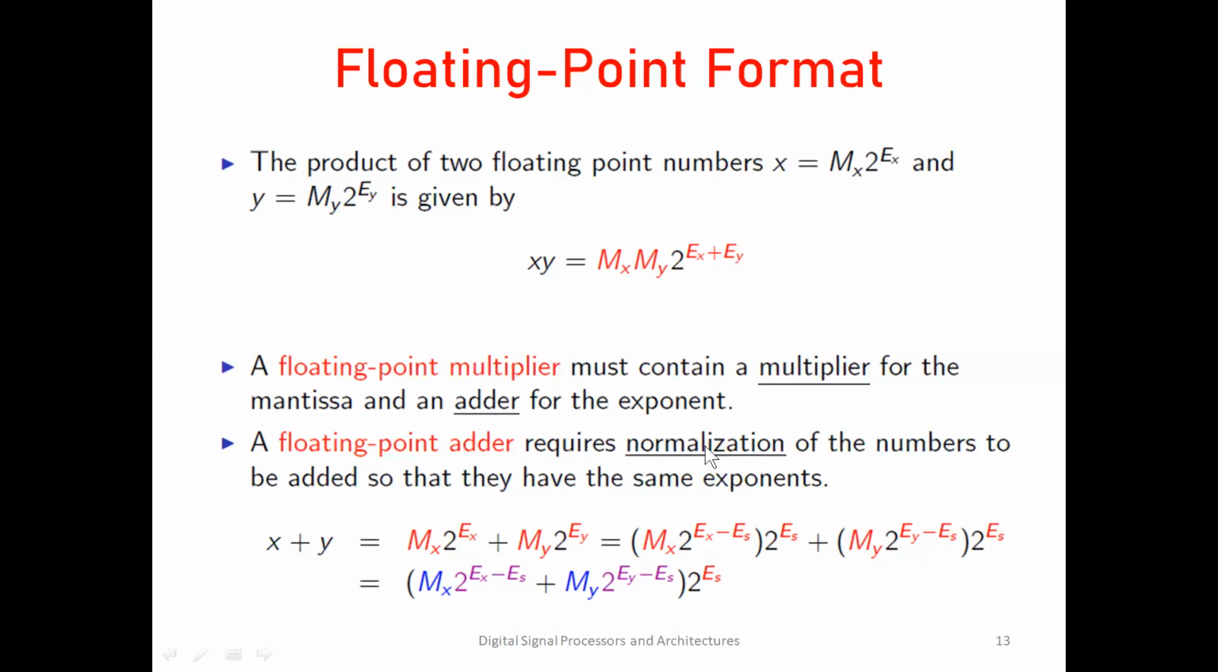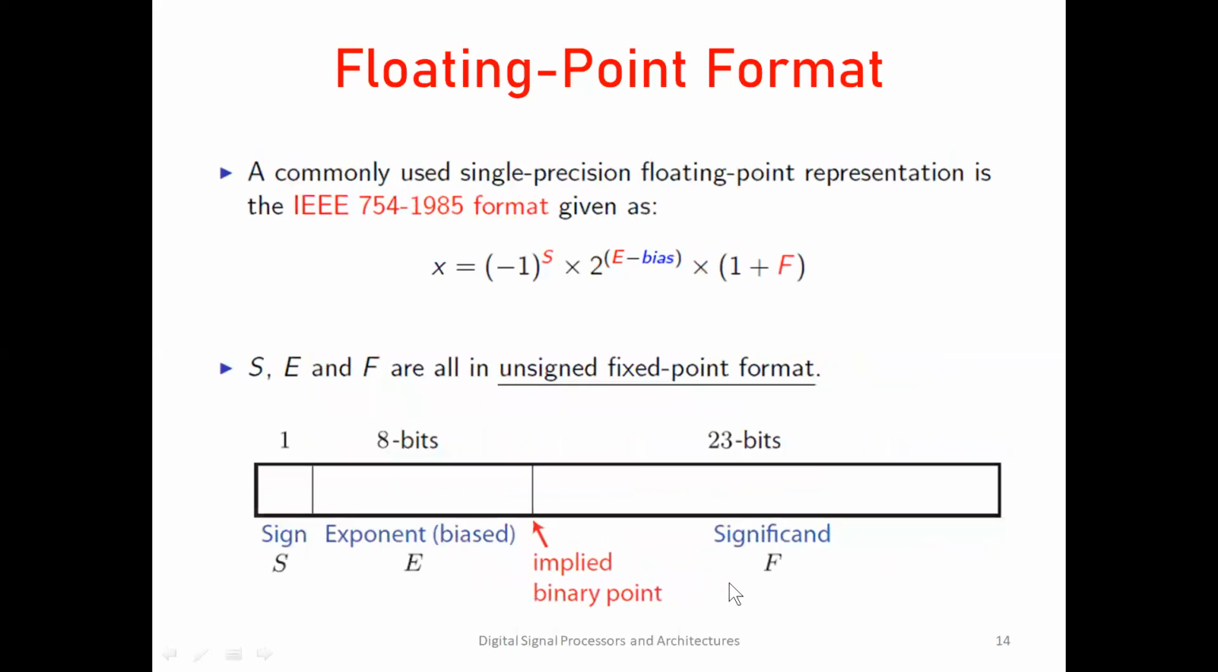So to represent the numbers in the same exponents, we do a process called normalization, where we try to represent x plus y, which have two different exponents, by making them have the same exponent. Then the addition of floating point numbers is possible. Coming to the representation, how do we represent a floating point number?